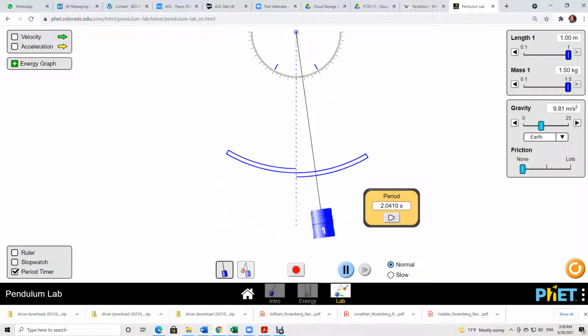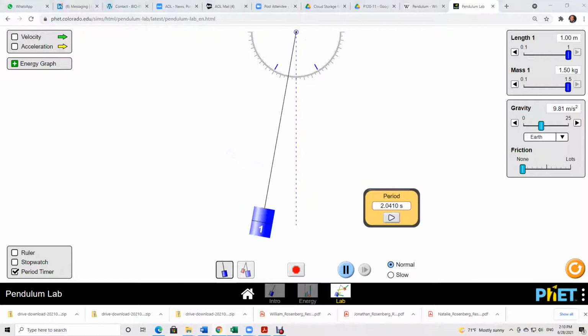There you go. 2.0410. Let's see if anything changes. 2.0410 doesn't change much, right? We can do that several times. Okay? So go ahead to your spreadsheet.